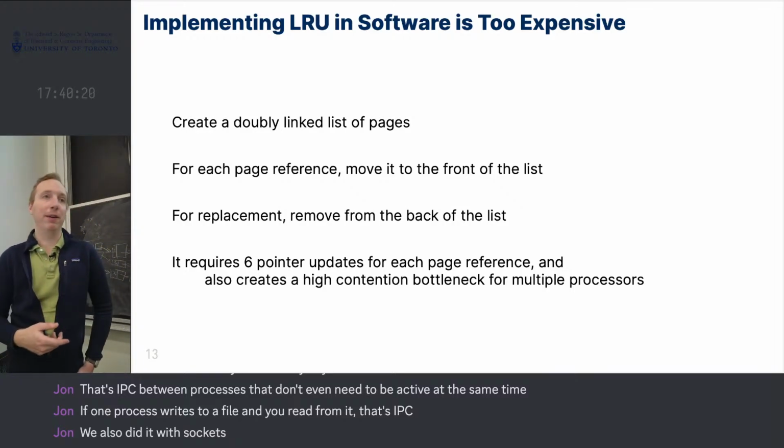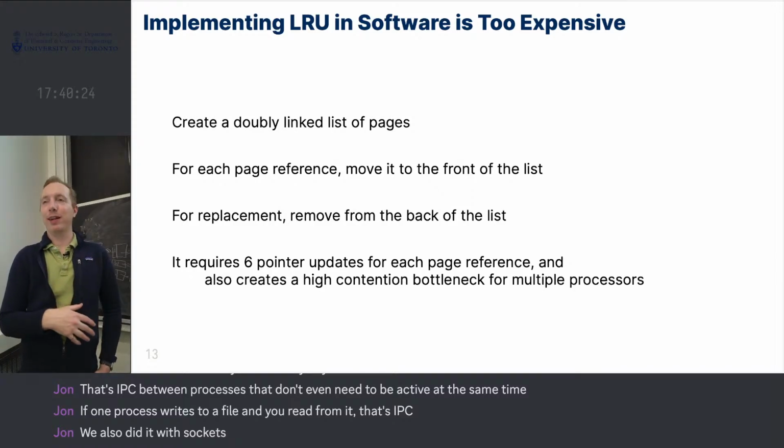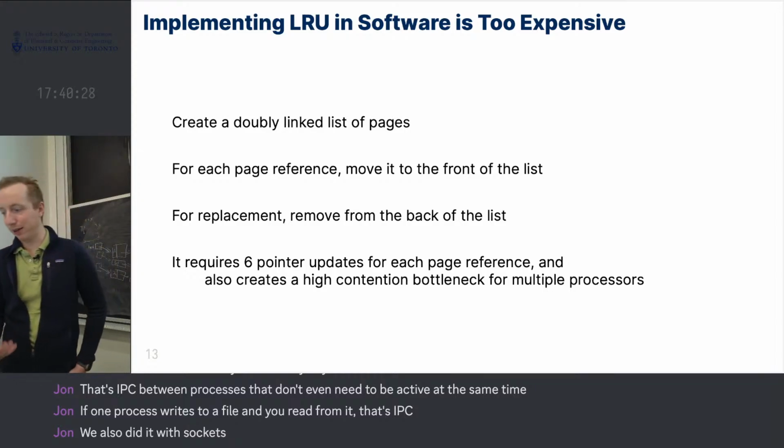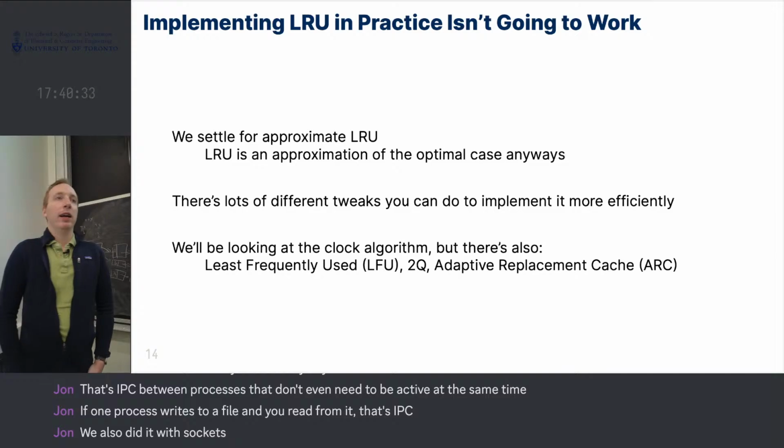So in order to fix it, it would make it even slower because they'd have to put a mutex around that linked list. Now it's even slower, so the more cores you have, the worse it gets. So definitely can't implement it. So in practice, we can't implement least recently used.